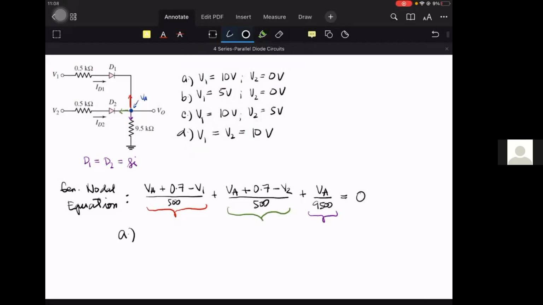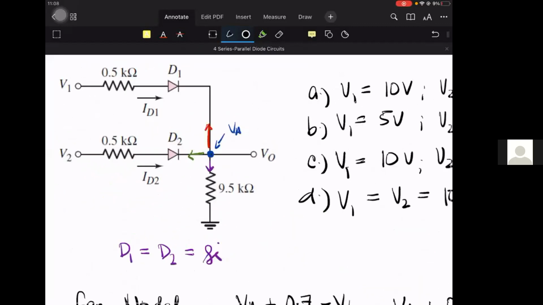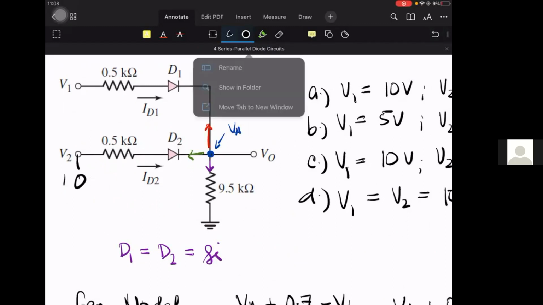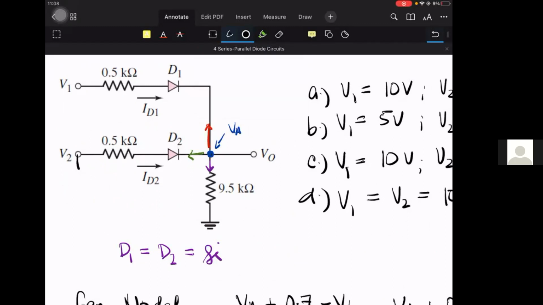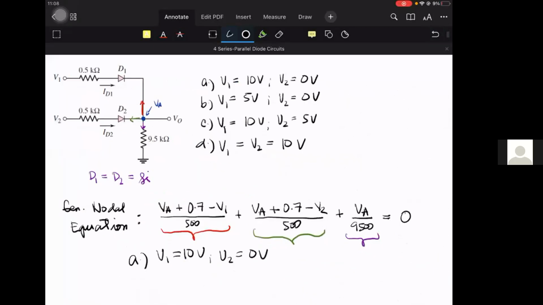Solving for case A, where V1 is equal to 10 volts and V2 is equal to 0 volts. Now, obviously, V2 is 0 volts, so it's as if we put 0 volts here. Obviously, there will be no current flowing in this branch because it is 0 volts. So technically, in the first case, V2 is off. We'll still prove it.